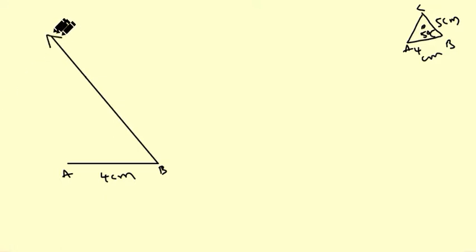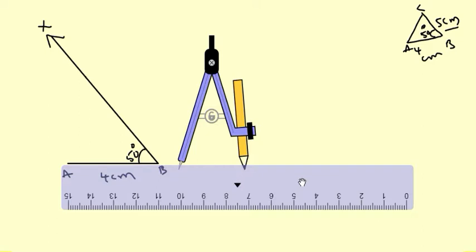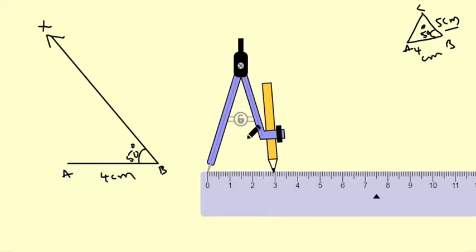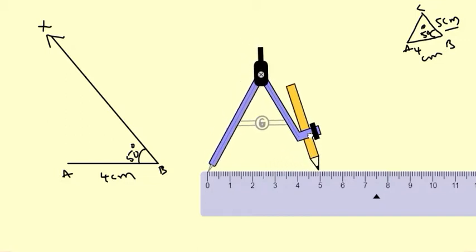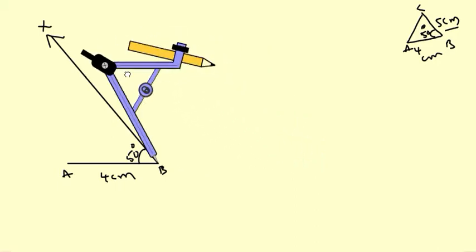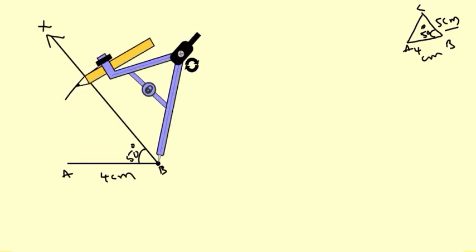Now write down here X. It is BX ray and angle B measures 50 degrees. Now we know the length of BC, which is 5 cm. So now take the compass and take the compass radius as 5 cm. Now it is a compass radius 5 cm. Now with B as the center, draw an arc on this ray BX.